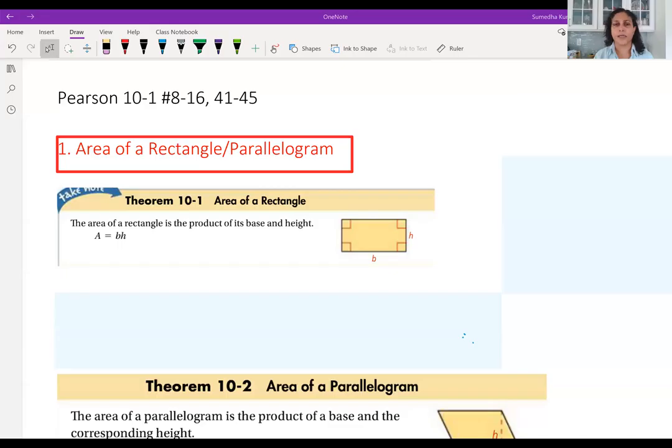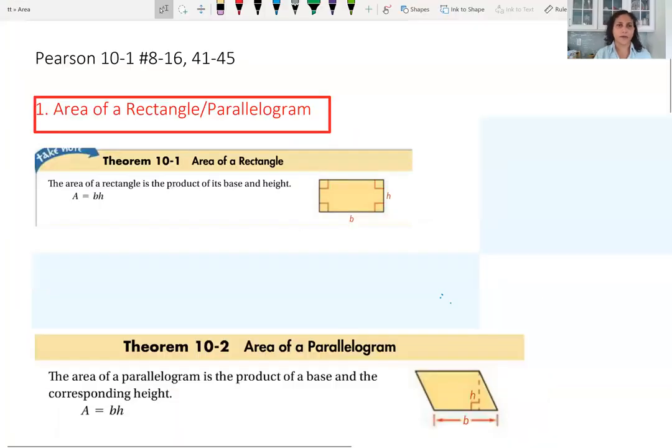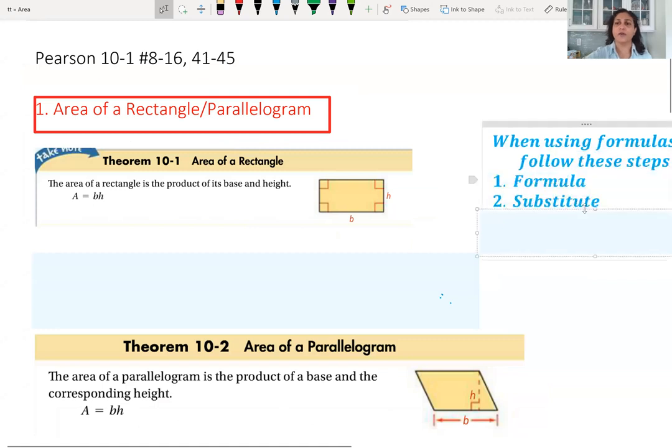Hi everyone, today we are going to do areas of rectangles and parallelograms. These are very easy lessons. You just have to make sure you're paying attention to what is being asked and what it is that you have to answer. So just make sure that when you are using a formula, you follow these steps.